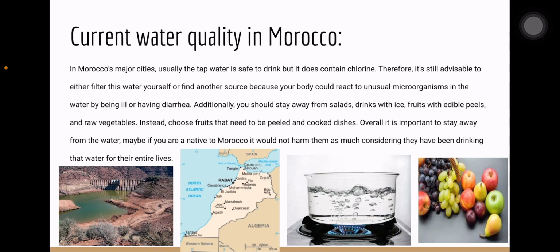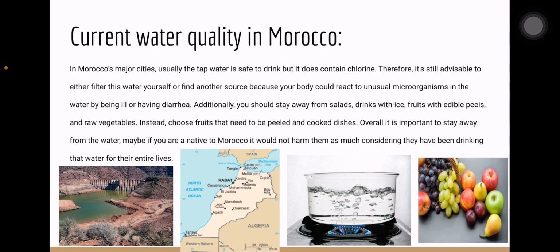Current water quality in Morocco. In Morocco's major cities, usually the tap water is safe to drink, but it does contain chlorine. Therefore, it's still advisable to either filter this water yourself or find another source because your body could react to unusual microorganisms in the water by causing illness or diarrhea.